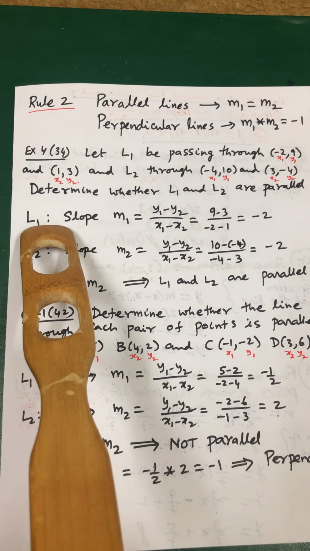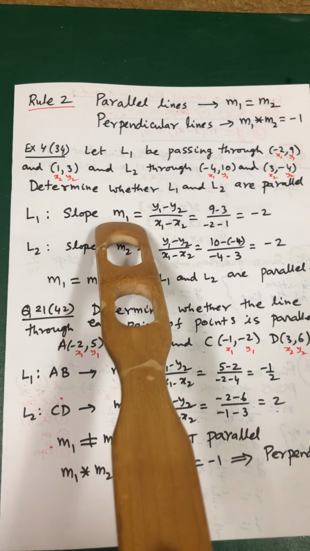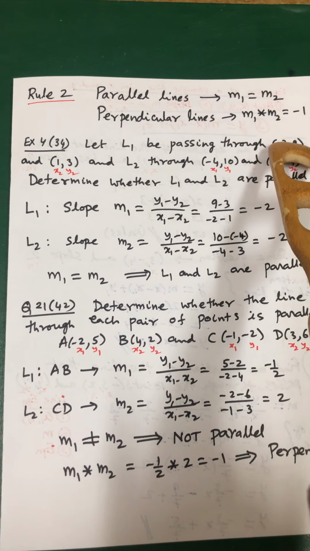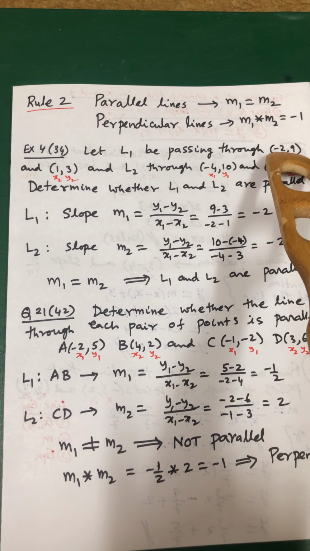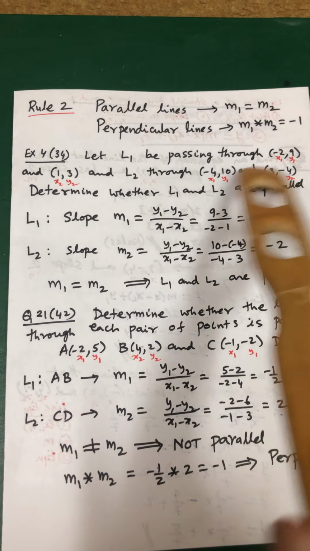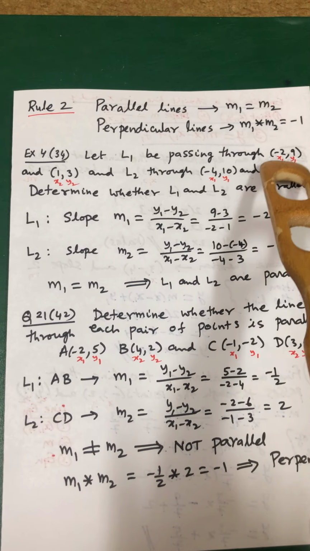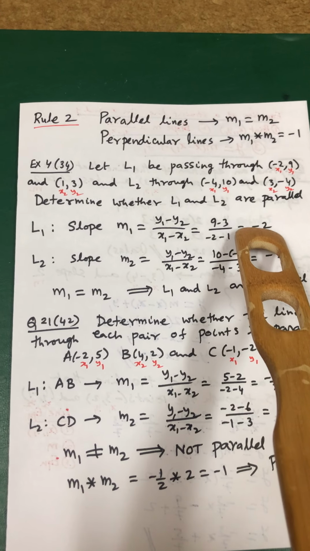So let me write the L1 slope, m is equal to M1, first line. M1, L1 is slope 1. So these are the first points. So this is xy, this is xy. Difference of y coordinates, 9 minus 3. See this? y1 minus y2 over x1 minus x2. 9 minus 3 over x is minus 2 minus 1. Minus 2 minus 1. Simplify, you get minus 2.